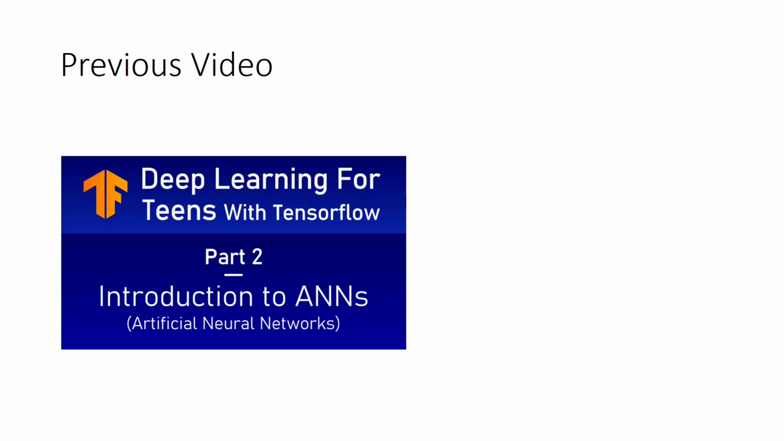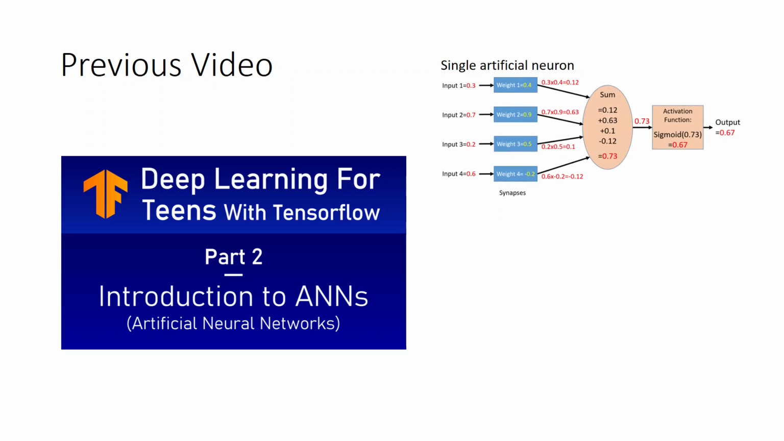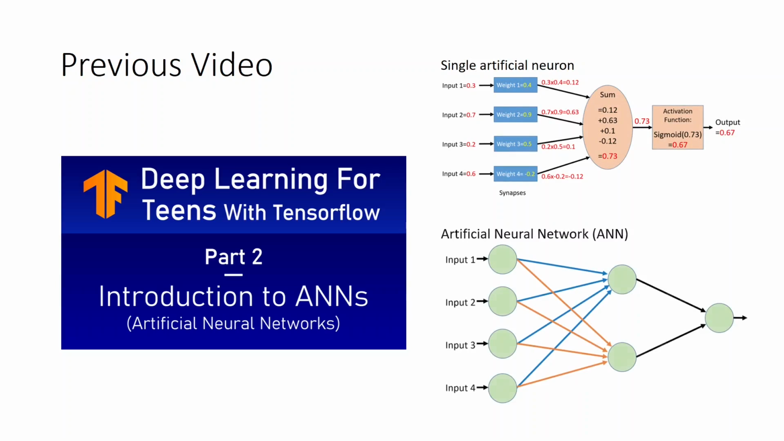If you have not already seen it, I recommend watching the previous video in this series. In that video, I describe how a single artificial neuron works. I also describe how these artificial neurons can be used to construct an artificial neural network. You will need to understand these concepts for this video.